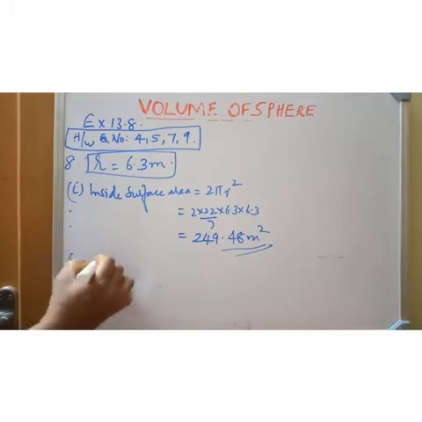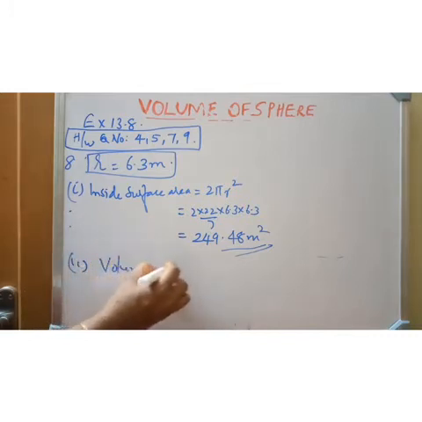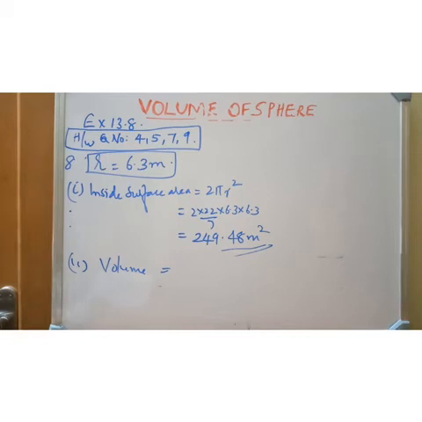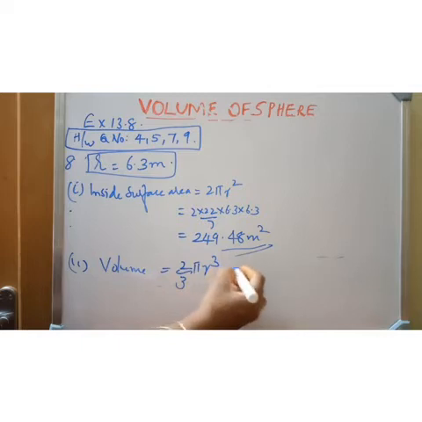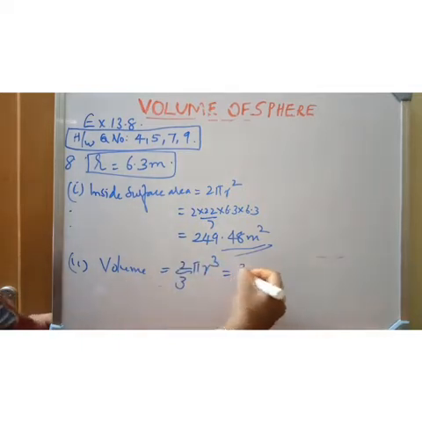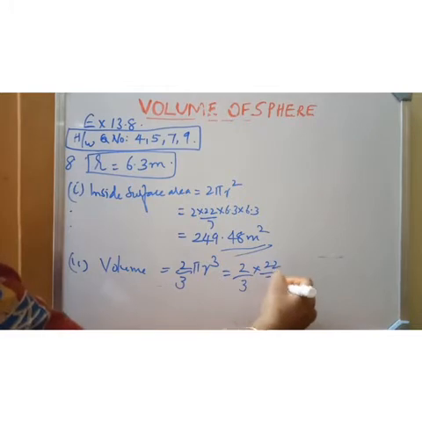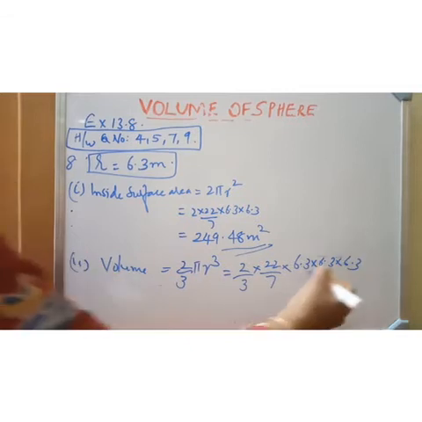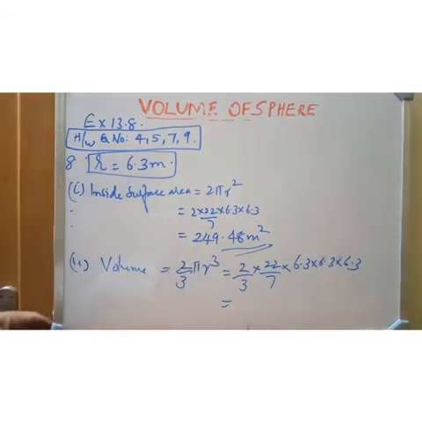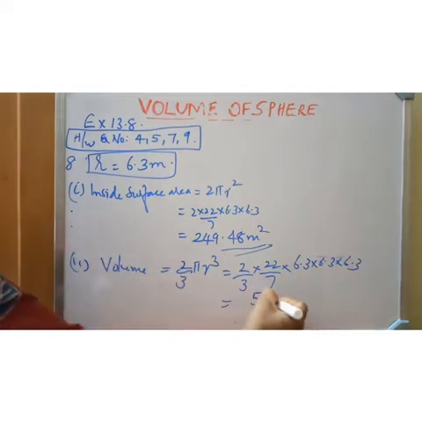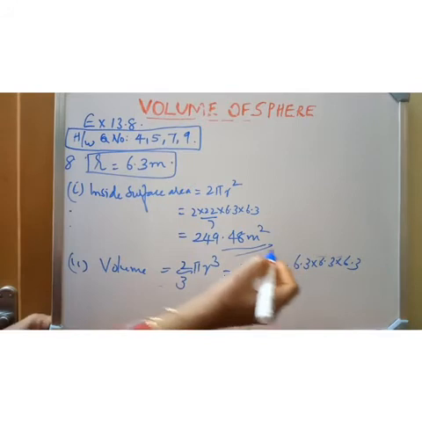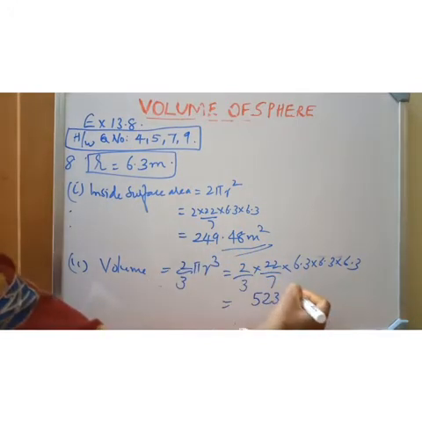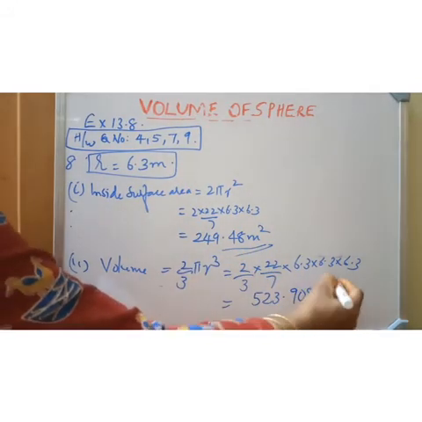Second part of the question, volume. So volume of hemisphere, what is the formula? 2 by 3 pi r cube. Is equal to 2 by 3 into 22 by 7 into 6.3 into 6.3 into 6.3. You will get the final answer as 523.908 meter cube.